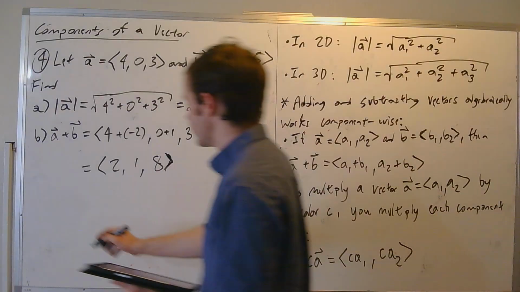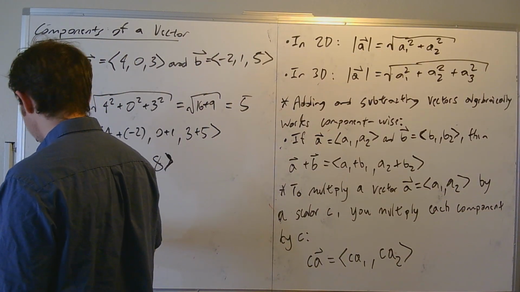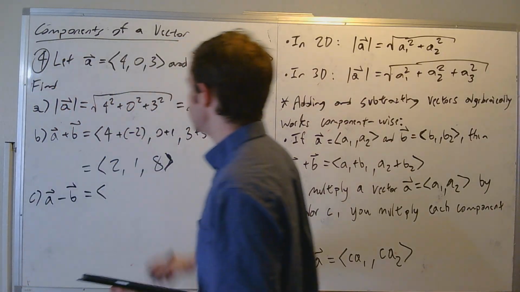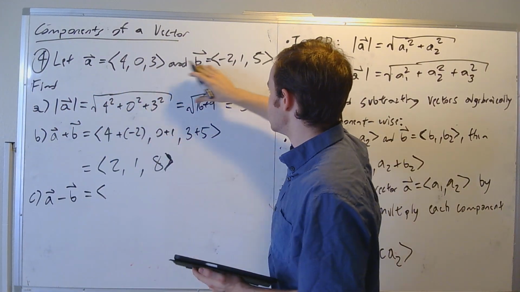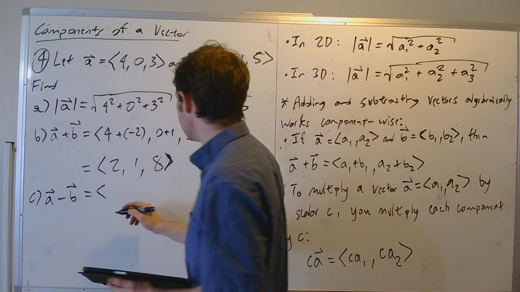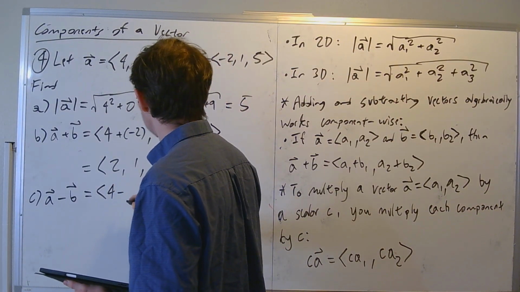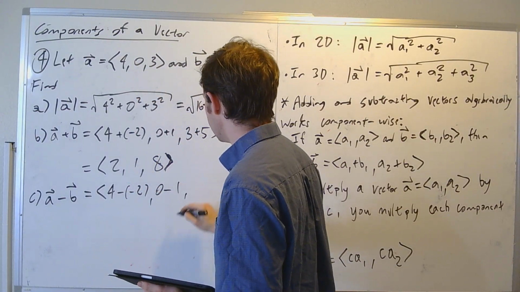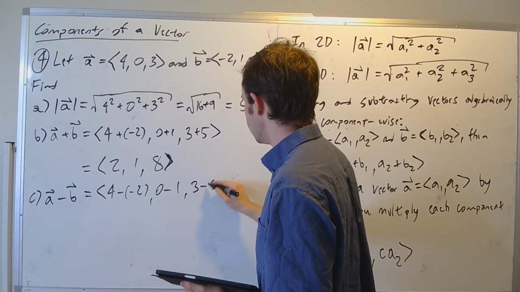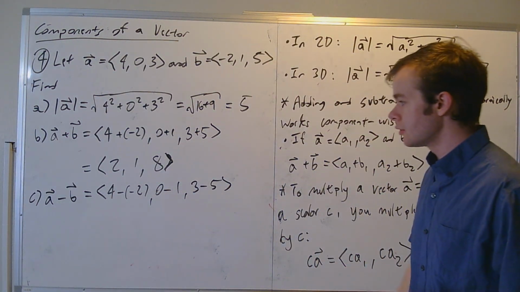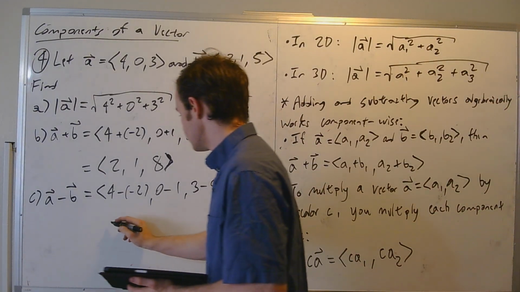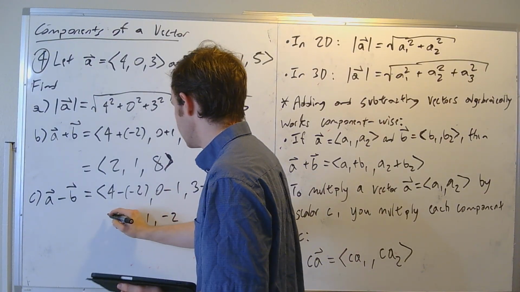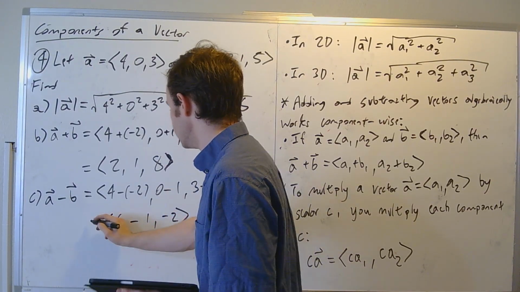Our third part, part C, is going to ask us to find A minus B. Right, so you just take the coordinates of A and you subtract off the coordinates of B. So again, very similarly, this is going to be 4 minus our negative 2, comma, this would be 0 minus 1, and the third one would be 3 minus 5. Okay, so we add together 4 and 2, that gives us 6. This is negative 1, and this is negative 2. So this is our representation of A minus B.